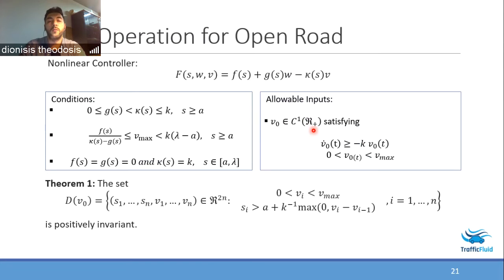So under these two conditions, we were able to prove the following theorem, that this set is positively invariant. The definition of a positively invariant set is that if our system is initialized from this set, the solution is defined for all times and remains in this set. In practical terms, this means that if our platoon is initialized with speeds within 0 and the speed limit, and if the vehicles are not on a collision course initially, then they will never collide and they will never exceed the speed limits of the road.